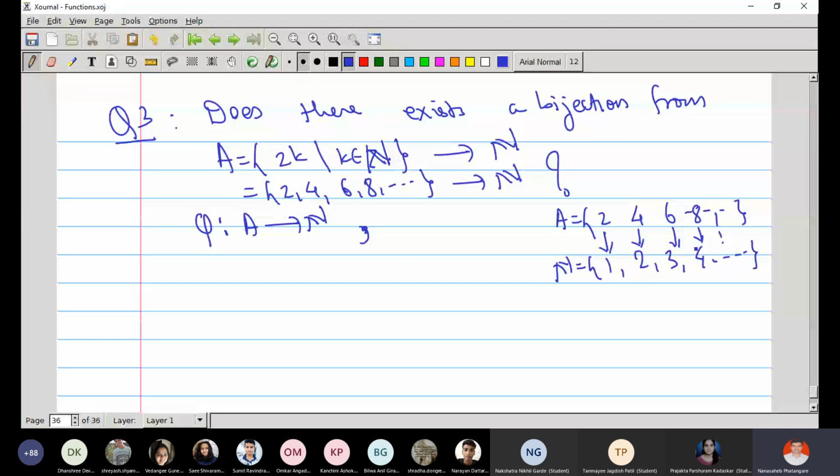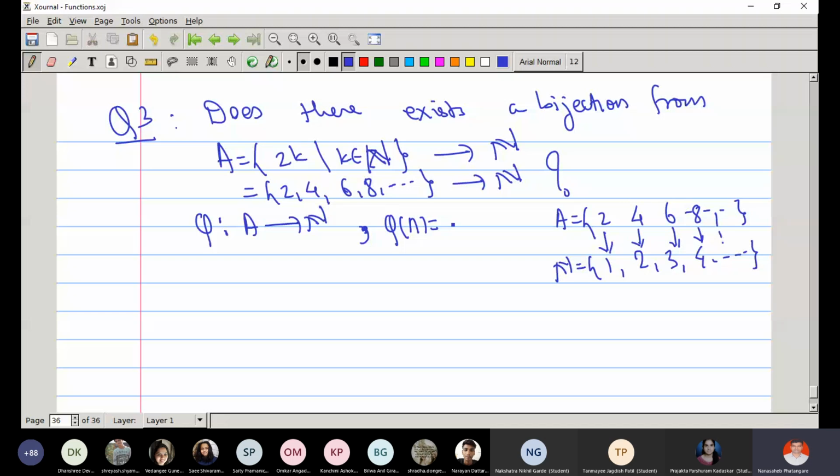And why is it natural? Because how will you relate 2 with 1? Phi of n is equal to what? Where should 2 be mapped? n by 2. Very good. That is the reverse process from the previous case. What was the reverse process? To produce the preimage, just divide by 2. Now here we want to produce the image, so divide by 2, because this is a reverse process.